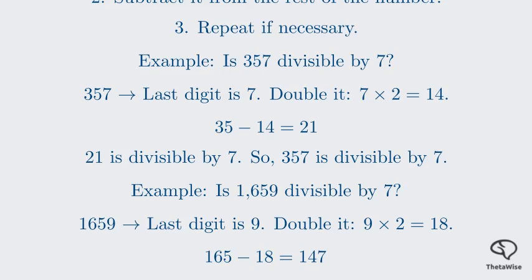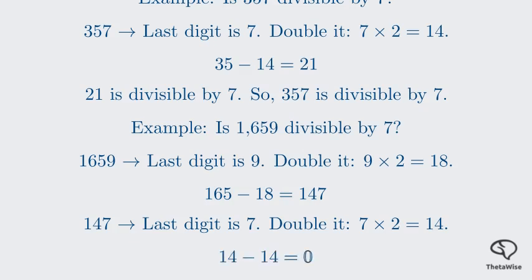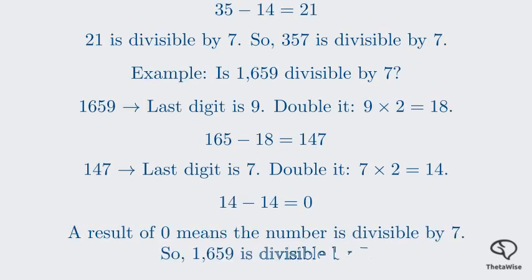The last digit of 147 is 7. Doubling it gives 14. Subtracting 14 from the remaining digits, 14, gives us 0. 14 minus 14 is 0. A result of 0 means the number is divisible by 7. So 659 is divisible by 7. We have successfully applied the divisibility test for 7.